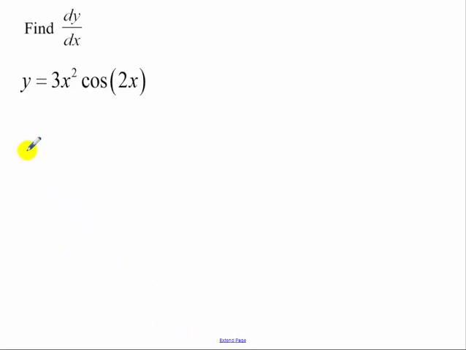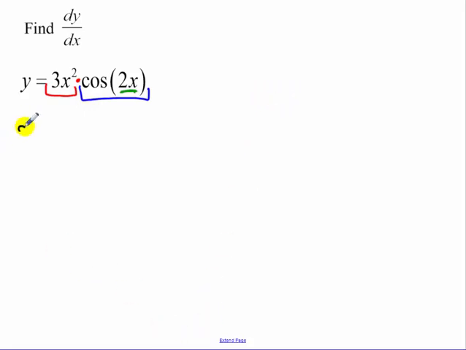Our next example. This one has a few things built in. We have a product of one function times the other function, but then also notice inside that cosine is a composition of 2x. So we have a product rule and a chain rule.